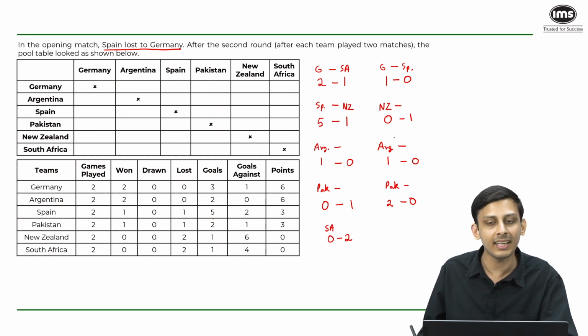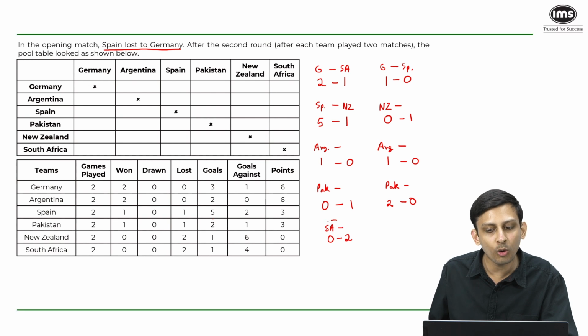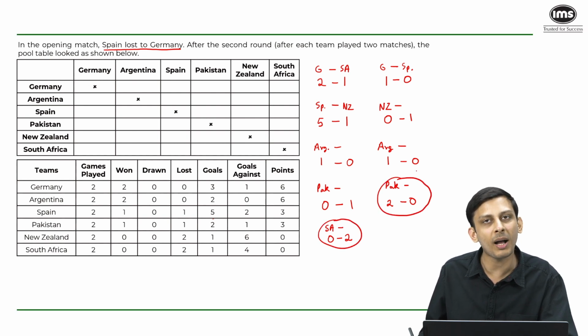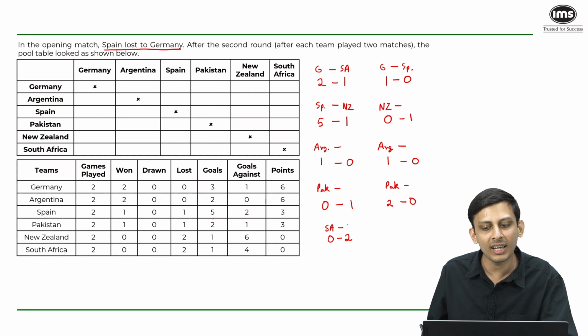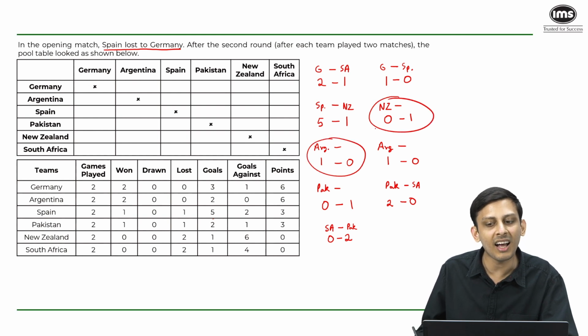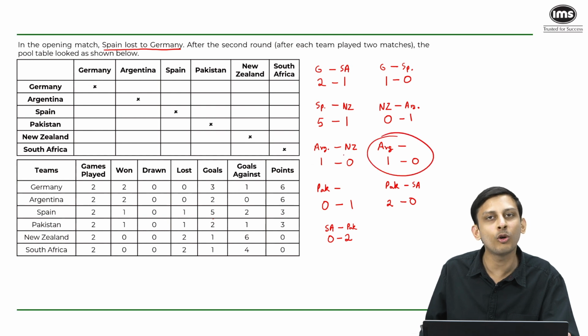We can start connecting. For example, this 0-2 that we have with South Africa will have to be with this 2-0 against Pakistan. So we can just note that here. And this is Pakistan, this is South Africa. And similarly, now this 0-1 for New Zealand will have to be against Argentina. No other possibility. And similarly, this 1-0 with Argentina has to be against Pakistan. So now we can start entering all of this information in our table.